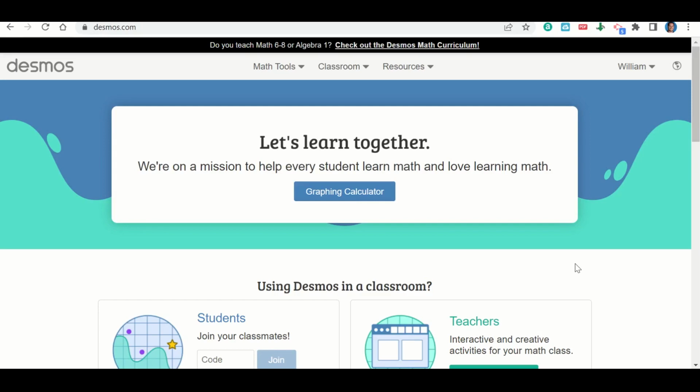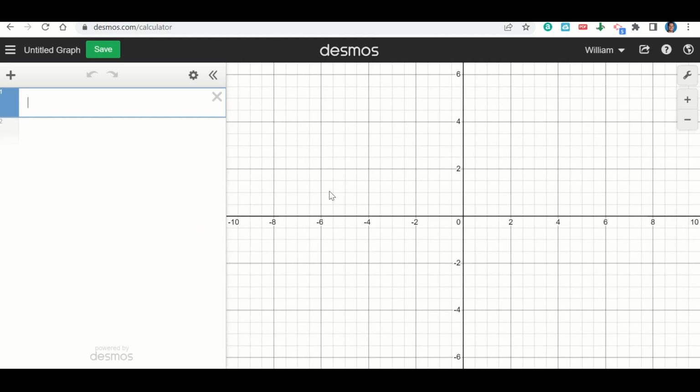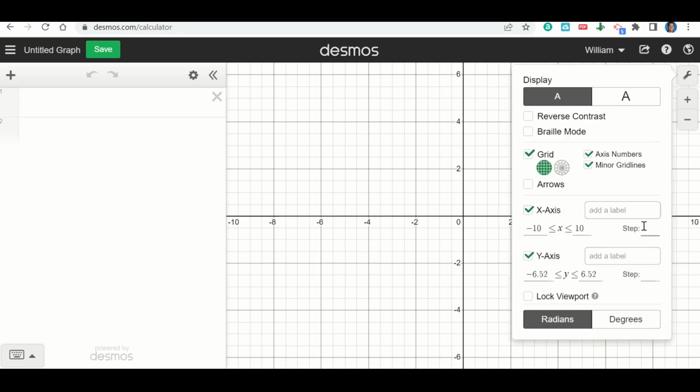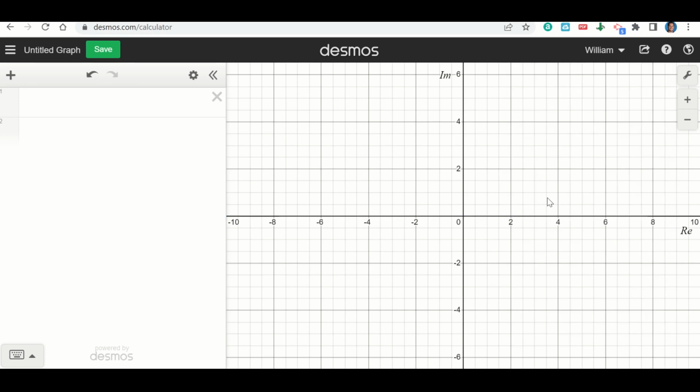Let's talk now about how we can plot complex numbers on the coordinate plane using Desmos. So what we're going to do is go to desmos.com and click on Graphing Calculator. And notice it gives us a standard graph, and we need to change this to become an Argand diagram. So we're going to click on the little wrench here, and for my x-axis I'm going to label that RE for real, and y-axis we're going to label that IM for imaginary. Now we have our real and imaginary axes.